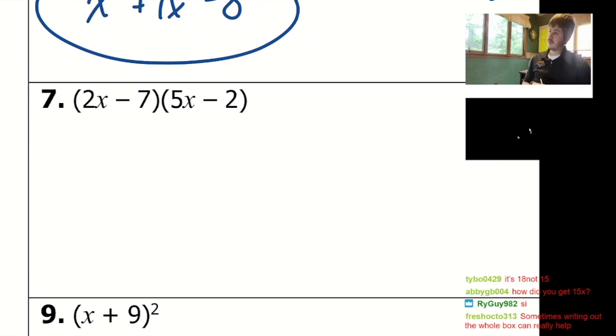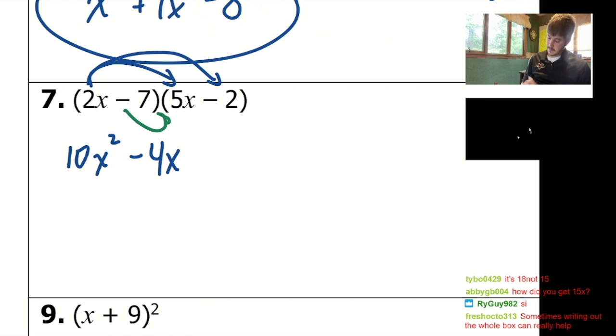Then we have 2x minus 7 and 5x minus 2. We're going to do the same thing. Sometimes writing out the whole box can really help. Then you definitely do that if that helps you. So we got 2x and 5x. So you do have coefficients in front of it. So you do 2 times 5, which is 10. x times x, which is x squared. And then you can move on to the next term. 2x and negative 2, which is minus 4x.